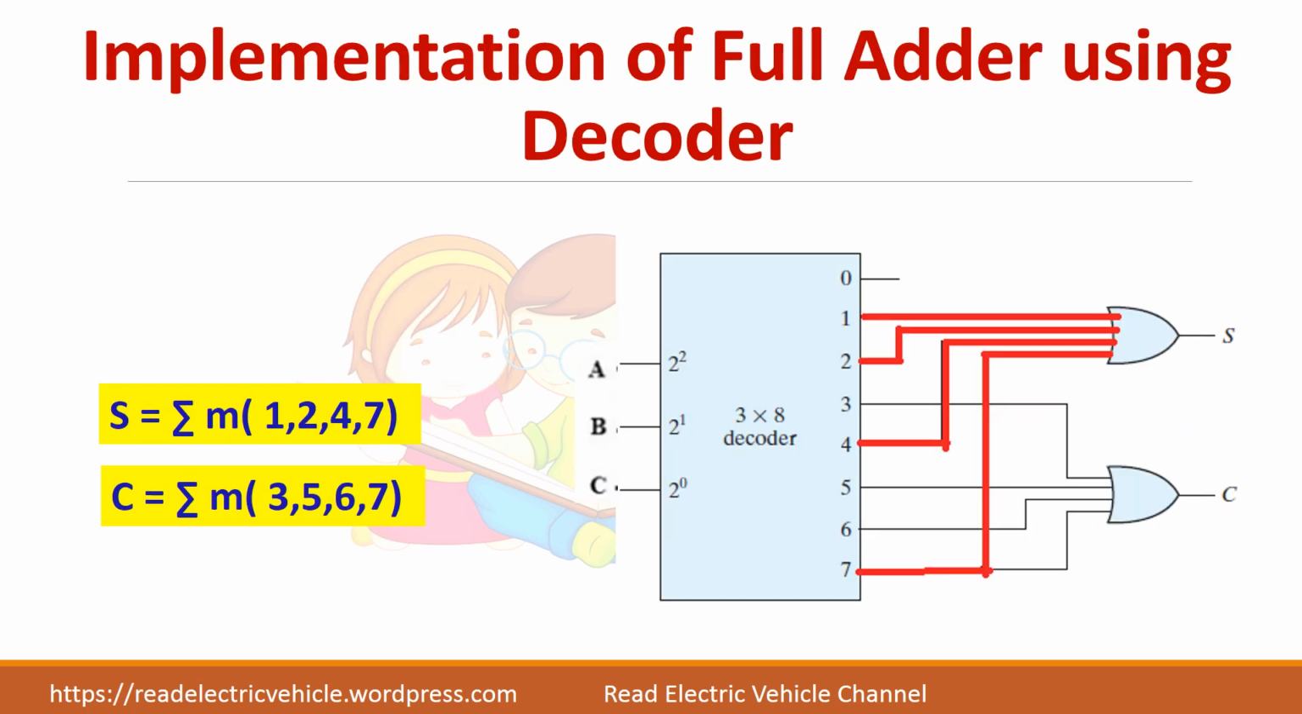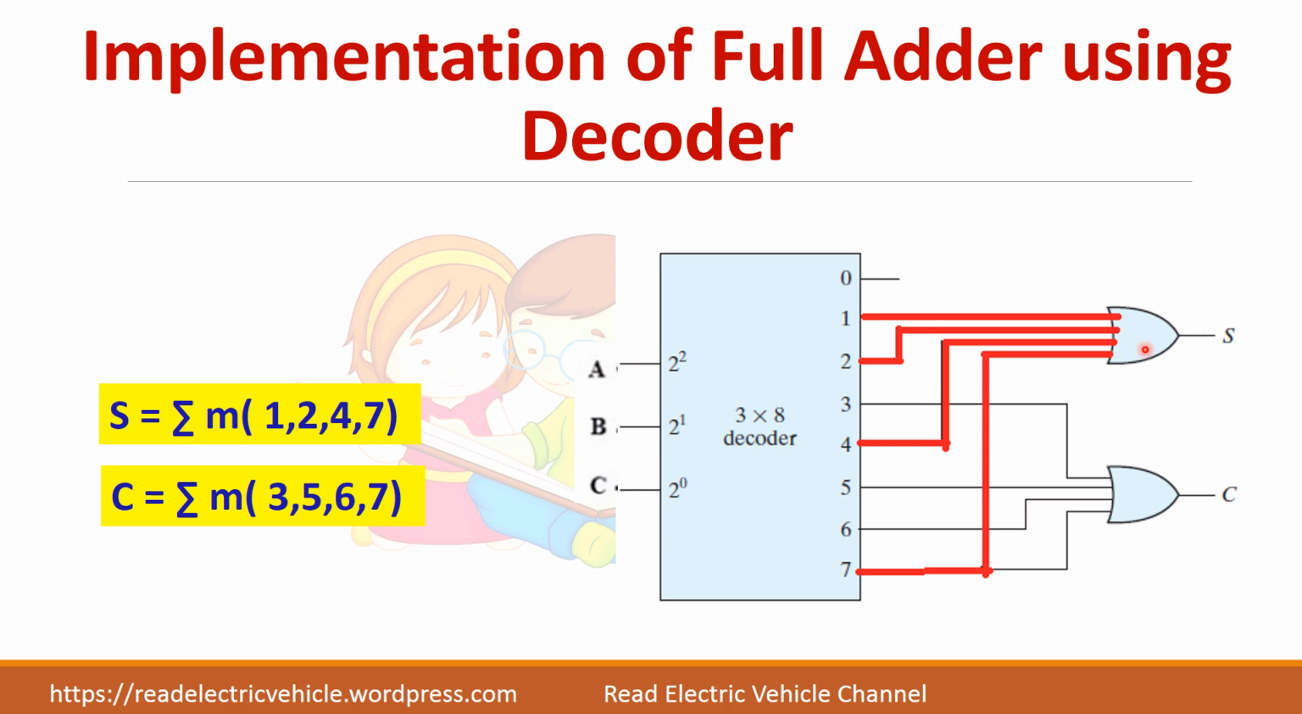Now let us design the full adder using a decoder. So it's a 3 cross 8 decoder. So 3 inputs are there and 8 outputs are there. Sum you can get by 1, 2, 4, 7. Okay. So it is a summation symbol.